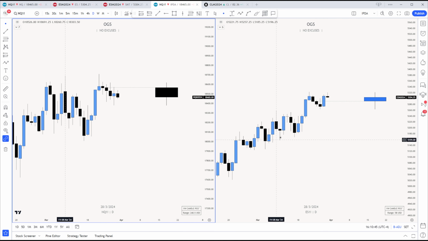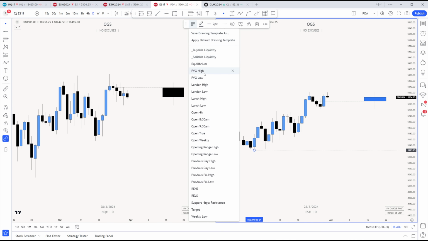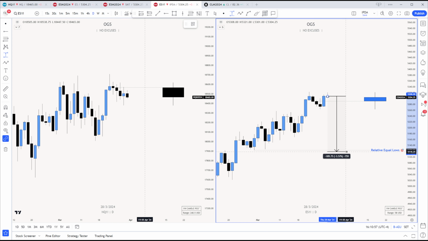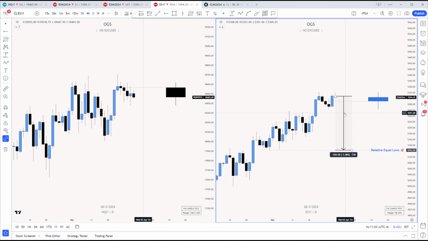And I would favor ES on these, specifically targeting these equal lows, relative equal lows, which are pretty far from our current range. They're definitely not right next to them. 200 handles, 185 handles on ES is a big move. But once you start getting towards this liquidity, we're just going to accelerate and close through them.